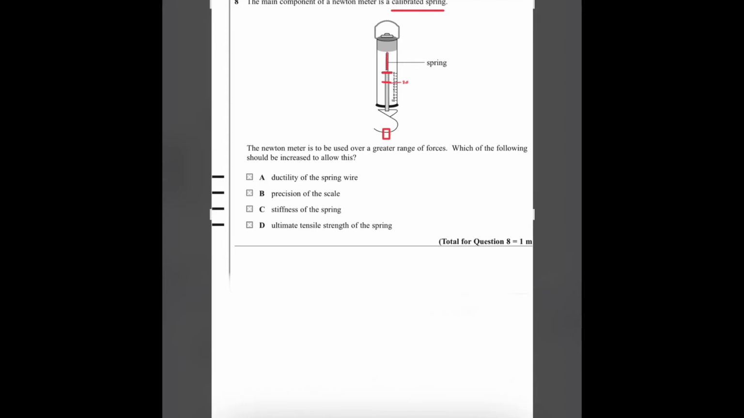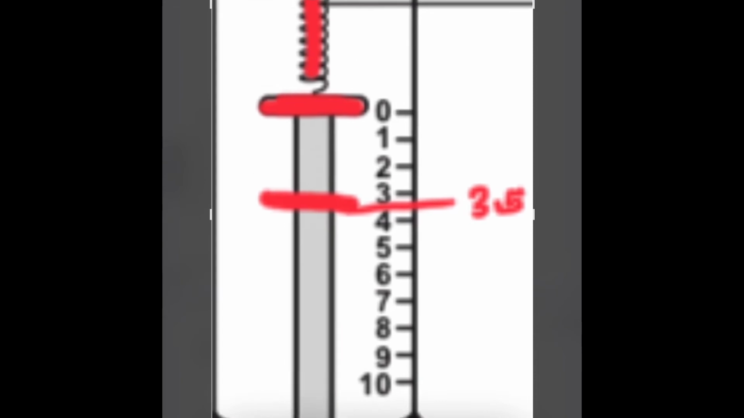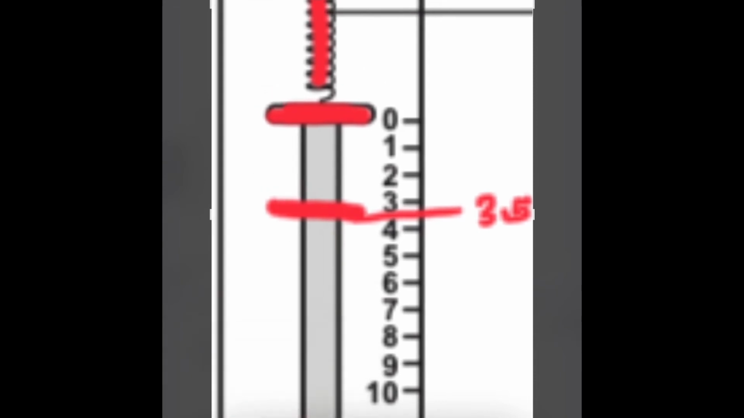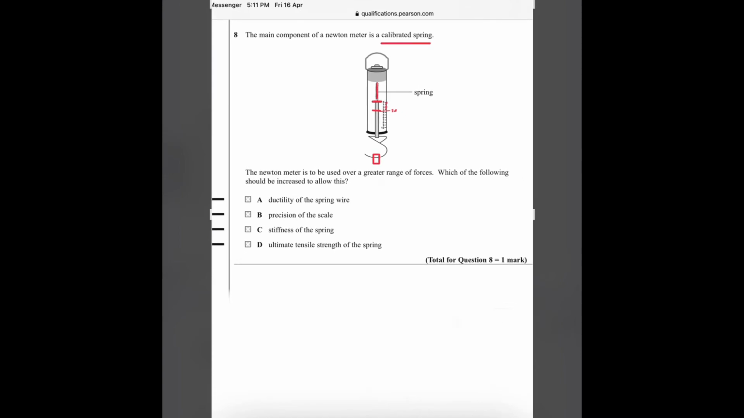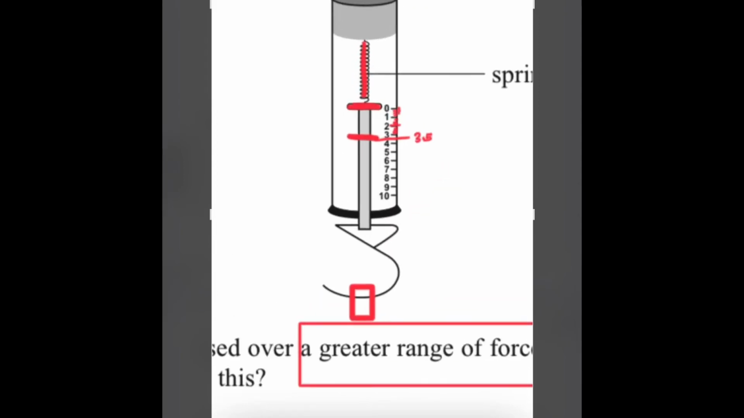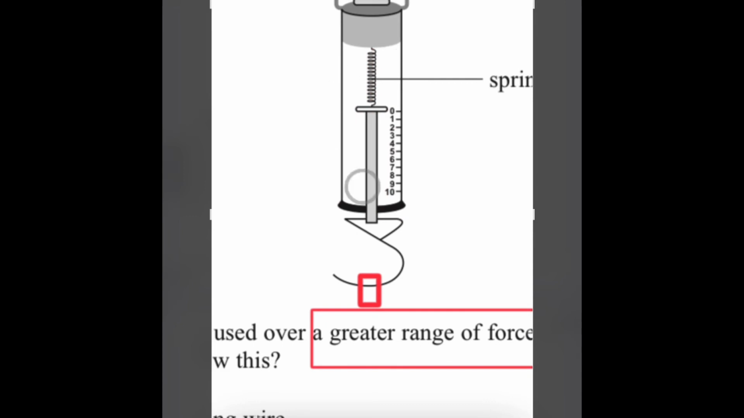B, precision of the scale. So precision is basically we have the same scale and we will just use more divisions, right? More divisions like 0.3, 0.6, 0.9, 1.2, 1.5, 1.8, 2, 2.2, 2.4, 2.6, 2.8, something like that. So we can increase the precision of the scale, but we won't get a greater range of forces. For example, forces greater than 10, we won't get if we just increase the precision.